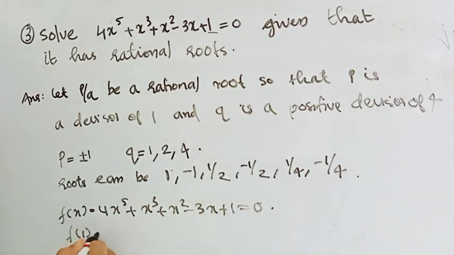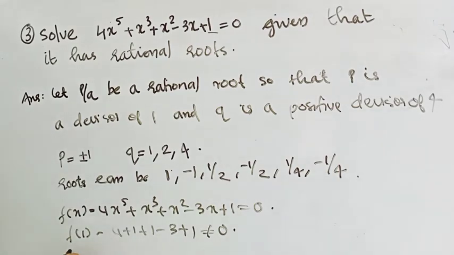f of 1 will be 4 into 1 is 4, 4 plus 1 is 5, 5 plus 1 is 6, 6 plus 1 is 7, 7 minus 3 is 4, which is not equal to 0.